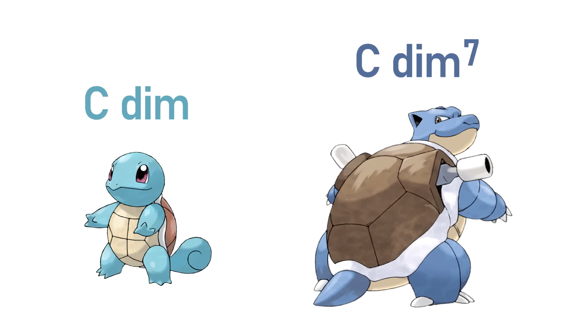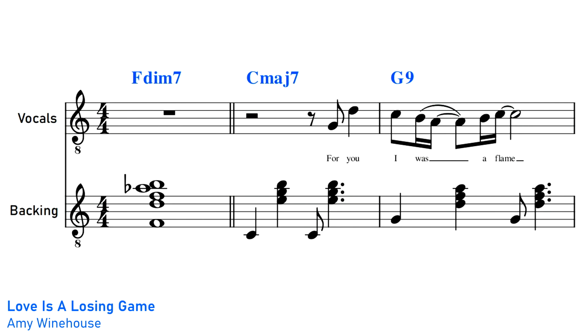Diminished 7th chords are like the evolved form of regular diminished triads. They introduce more tension, more dissonance, and more possible options for resolution. Love is a Losing Game by Amy Winehouse opens with a sustained F diminished 7 chord. This instantly introduces a tension, a tonal question that needs to be answered, and we then get that answer when the F diminished 7 chord resolves onto the tonic chord of C major 7, setting the song in motion.